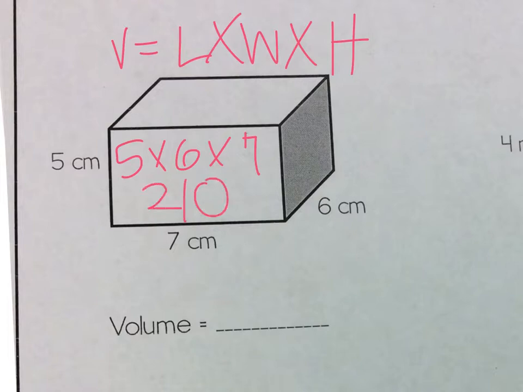Well, it is telling me what type of unit of measurement we're using. We're using centimeters. So that's going to be cubic centimeters. So it's 210 cubic centimeters. Who got 210 cubic centimeters?